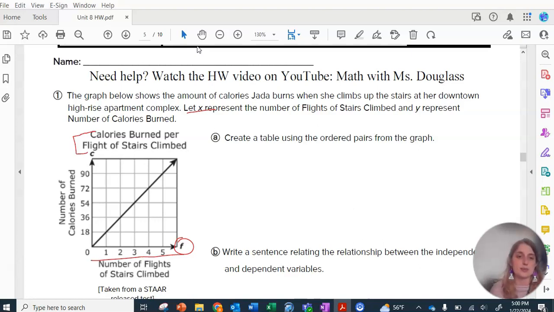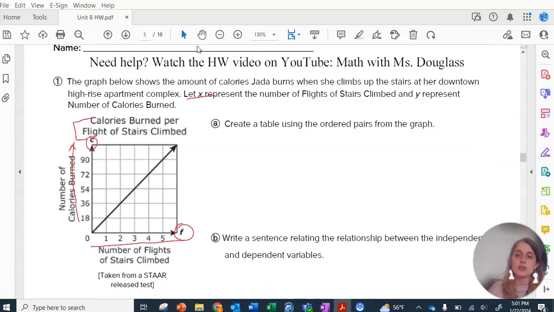And our Y is representing the number of calories burned. Our Y always goes on the vertical dependent axis. They're calling it C here, probably because we're going to do an F and a C when we write the equation, but you could also call these still the X and the Y axis.